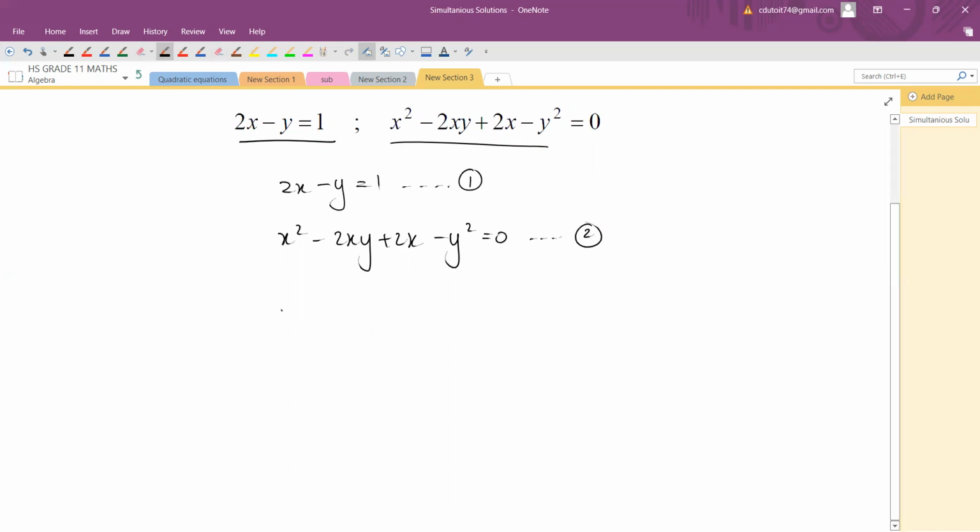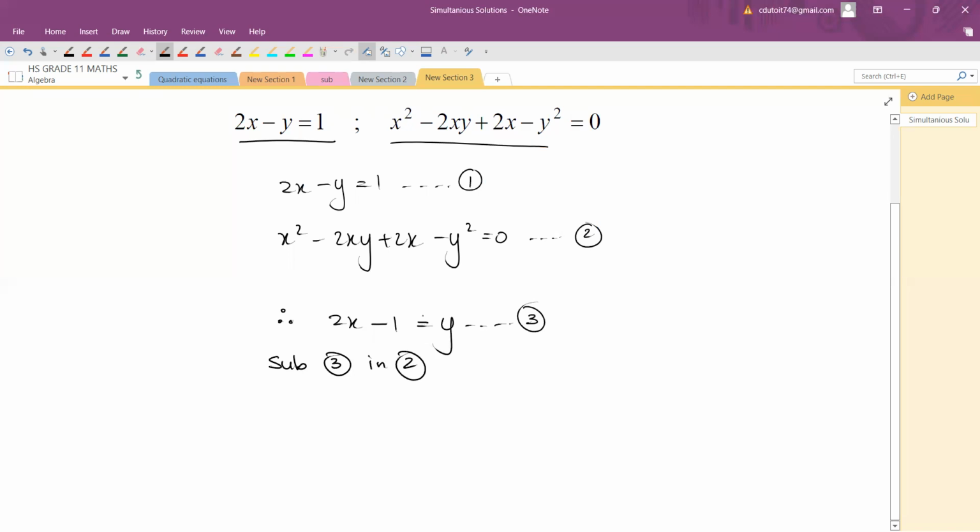You can just say, therefore, if I make y the subject, then 2x minus 1 equals y. Is that true? Use the first equation. Okay, so now I'm going to rename that. Some students give it a number 3, and some just give it another number 1, because it's actually the same equation. And then you're going to substitute the third equation into the second one.